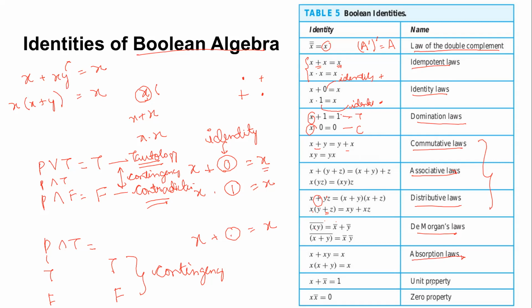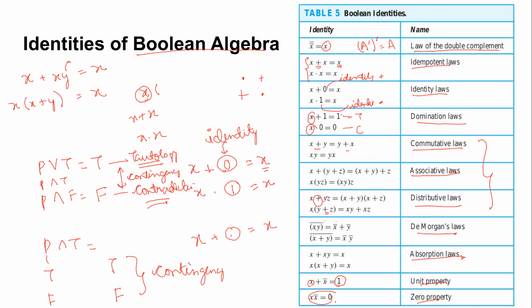And the last two properties are the complement forms. If I take a Boolean sum of an expression with its complement, it's always going to give me 1. And if I take the Boolean product of an expression with its complement, it's always going to give me 0. So these are some of the standard Boolean identities, which are nothing but a one-to-one correspondence of things you have already seen in set theory or in propositional calculus.